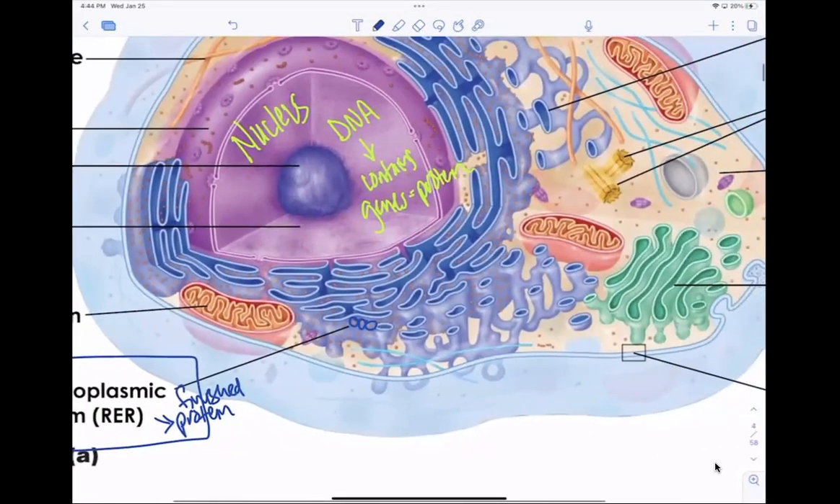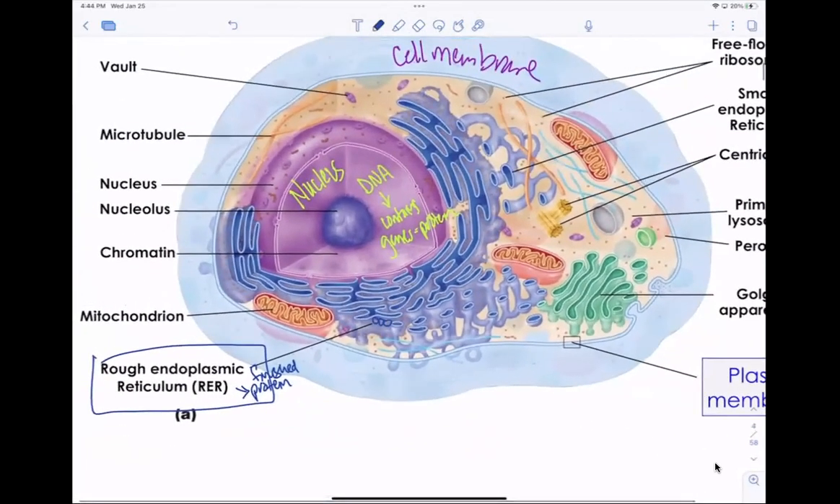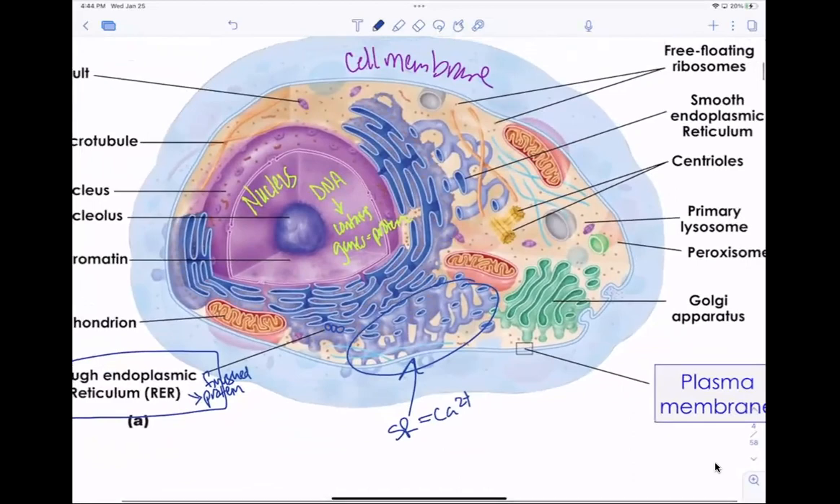And some cells will have a smooth endoplasmic reticulum. It doesn't have ribosomes. And in the case of a muscle fiber, we'd call it a sarcoplasmic reticulum, and it would contain calcium. So different cells have different reasons for smooth endoplasmic reticulum. This is just general stuff here.